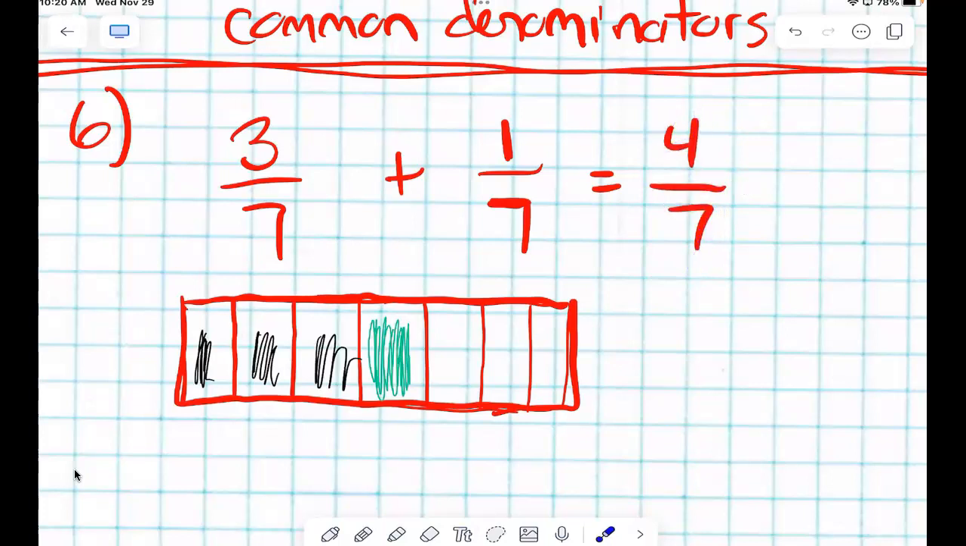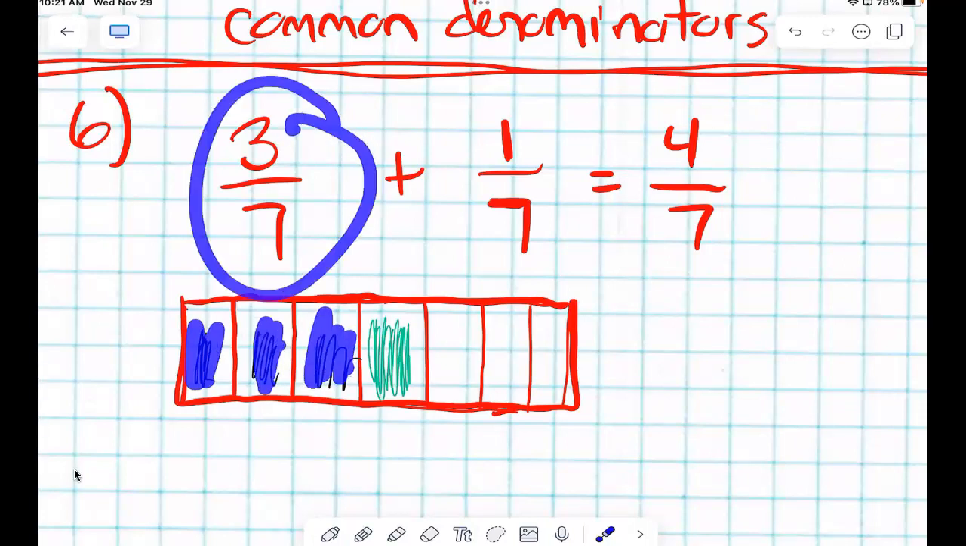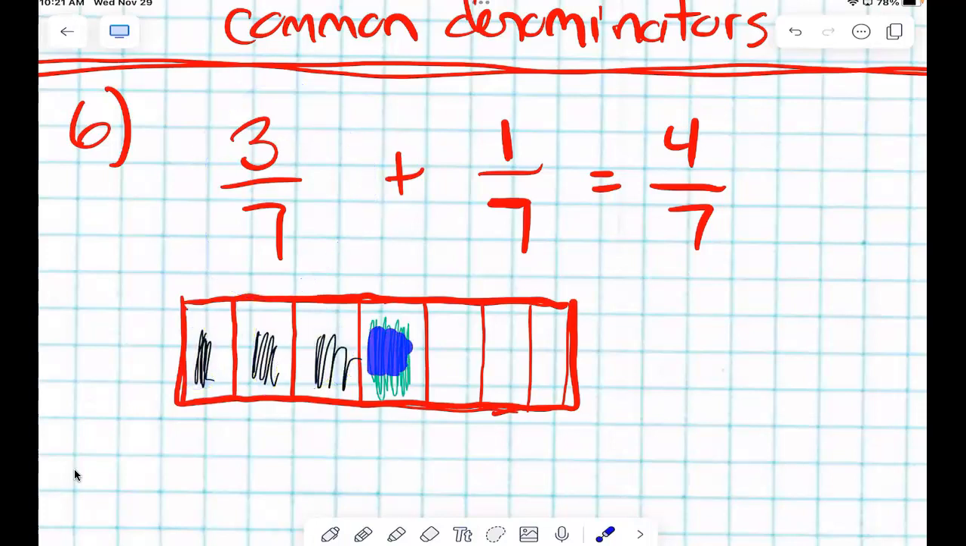So the denominator stays the same. We're done. 4/7. Yes. Should have put a box around that, shouldn't I? Is this picture to help you? Yes. How much did I just shade in? 3. I just shaded in 3/7, right? Okay, how much did I just shade in now? 1, which is 1/7, right? Yes. And altogether, if I shade in all 4 pieces, that is 4 out of 7.